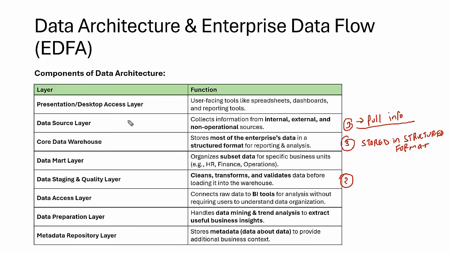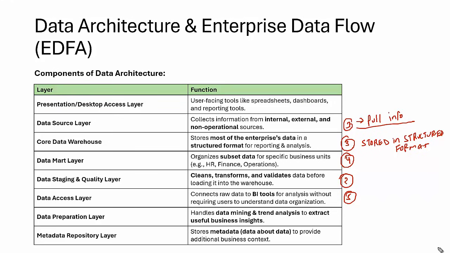Then fourth is the data mart layer, where we divide the data into subsets. For example, the marketing team gets the customer purchase history, the supply chain team gets the inventory, and the finance team gets the revenue and profit reports. Then we have the data access layer. This layer connects BI tools like Power BI and SQL queries to fetch data without requiring the user to understand the technical database structure. Amazon uses a Power BI dashboard to pull the sales trends without writing queries. That is part of the function.